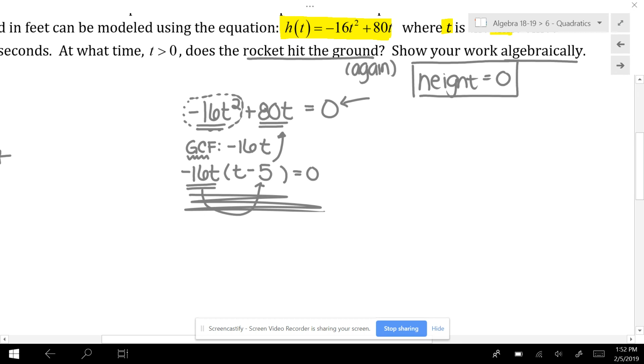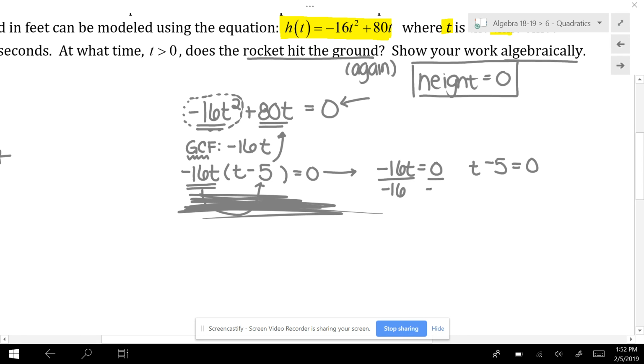All right. Sometimes if I scribble, it'll erase it, but it didn't this time. Last but not least, when you're showing your work algebraically, once you have it factored, you have to set each of those factored pieces equal to 0.